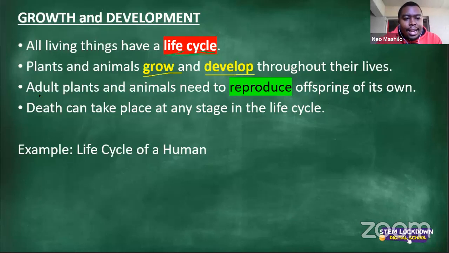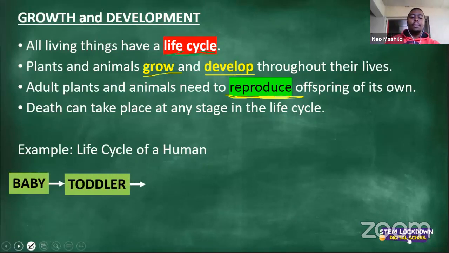Now, adult plants and animals need to reproduce offspring. The reason we have babies is because we need to make more of ourselves. We don't want to get to a point where we are not enough in the world. So that's what we call to reproduce. To reproduce is to have babies or to make babies. So we keep making babies so that we can have more of ourselves. Even plants do the same thing. That's why plants have seeds, so that we can keep having plants and we don't reach a point where we no longer have plants because plants are not reproducing.